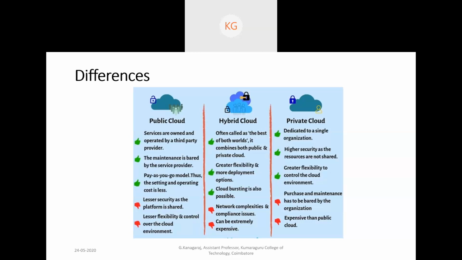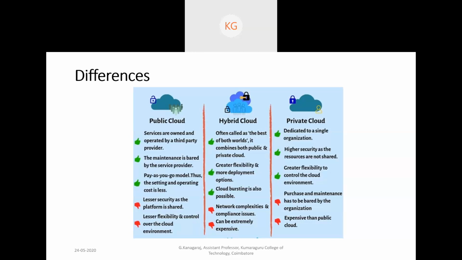And it follows a pay as you go model. Whatever storage capacity I use, for example, if I'm using 1 TB of cloud storage for 1 month, I need to pay based on my usage, right? That is what a pay as you go model is. There is lesser security, and as the platform is shared across different users, it is a security concern when you use public cloud. There is also lesser flexibility and control over the cloud environment. Reconfiguration of your cloud is difficult, but in the case of private cloud, you can reconfigure your own cloud.